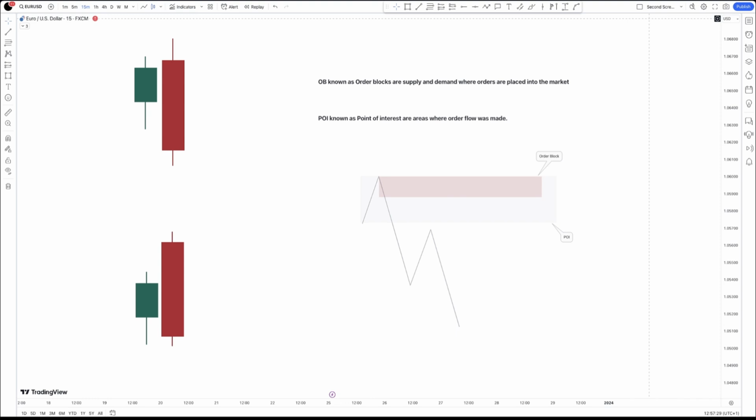Understand the difference between order blocks and POI. For a basic start, we have to understand that order blocks and POIs, or OBs and POIs, are not the same thing. So I'm going to start to explain what the differences are. Order blocks are known as orders of supply and demand. That is, they are supply and demands where orders are placed into the market, whereas POIs are areas of interest where order flow was made.